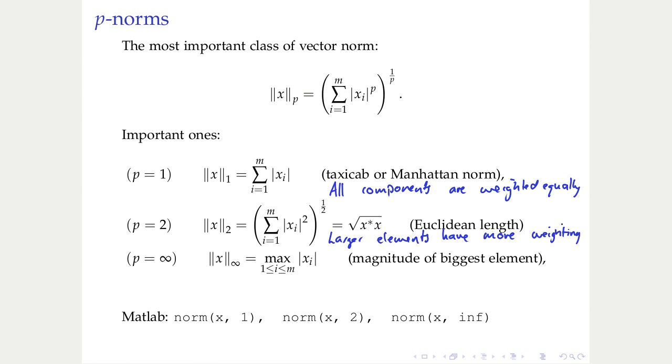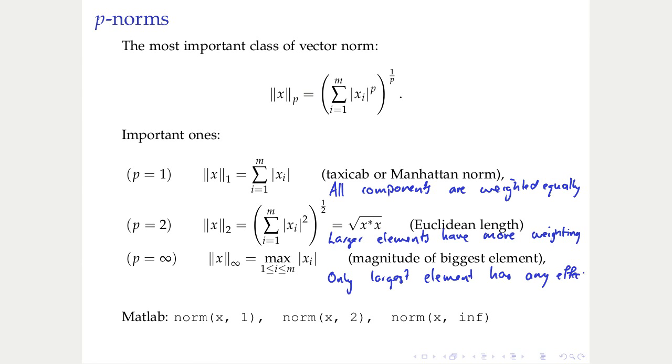Finally, the infinity norm. Well, I'll let you see if you can work out how to prove that for yourselves. But if you take the limit as p goes to infinity, then what you end up getting is only the largest element has any effect at all. Okay, so it's the extreme case of the 2 norm. Only the biggest one has any effect whatsoever.